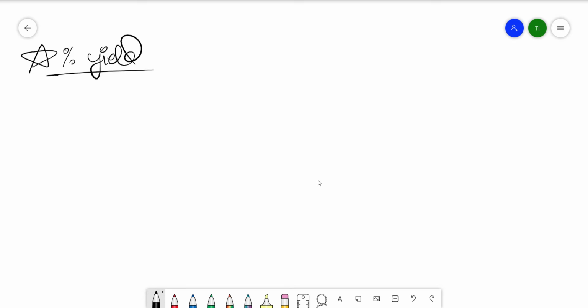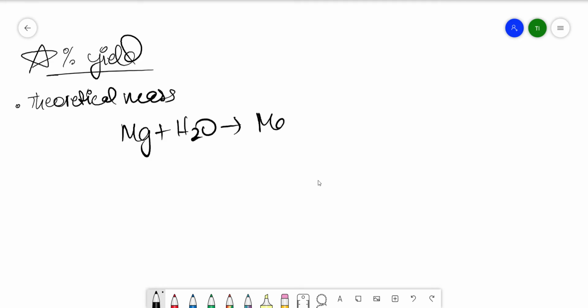So in most of the calculations that we perform regarding solids, where we attain the moles and therefore the mass, you obtain a theoretical mass. Let's say a very basic example. When you react magnesium with cold water, you will get magnesium hydroxide plus, sorry, not water, plus H2, hydrogen gas, right?